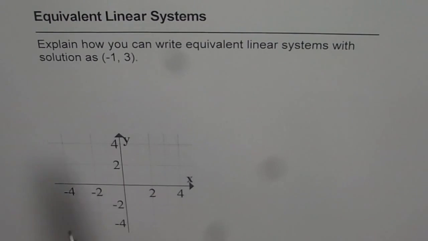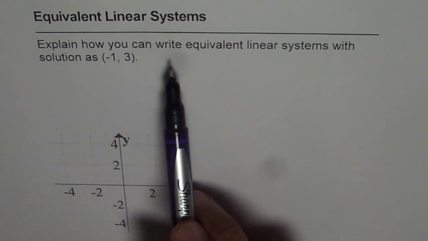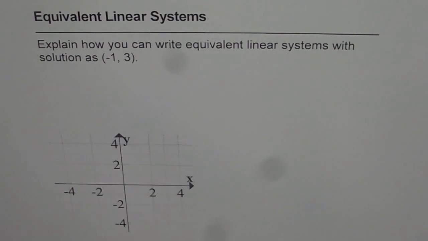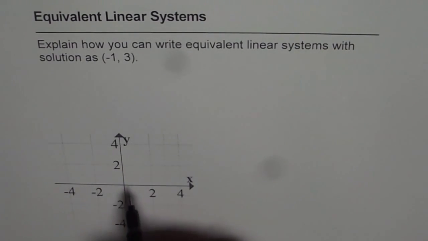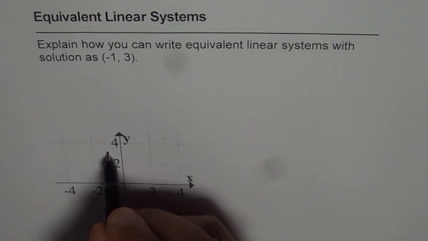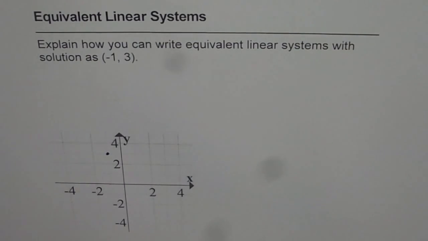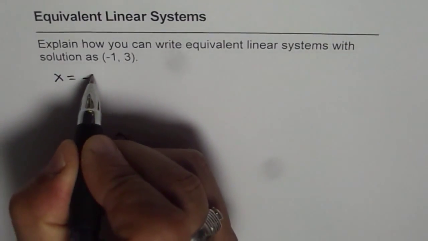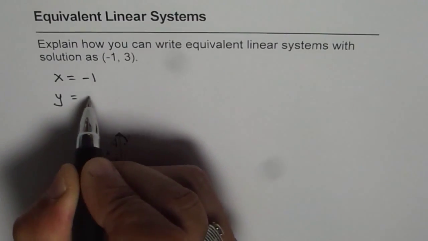The question here is, explain how you can write equivalent linear systems with solution as -1, 3. So that is to say, our linear system should have this point as solution. The best and the easiest way of writing an equation for the given solution is that we can always write x equals -1 and y equals 3.